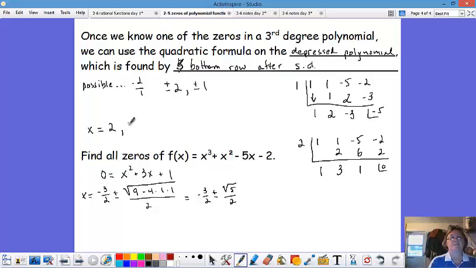So we have found our 3 zeros: 2, -3/2 plus root 5 over 2, and -3/2 minus root 5 over 2. Now, as you can see, this technique works really well. It's nicer if you have a limited number of possibilities, of course, but it can be used to find any rational 0 in any polynomial. So at least that gives you a place to start, right? You have some values that you can check out, and once you find one of them, then finding the others is a matter of using the quadratic formula.